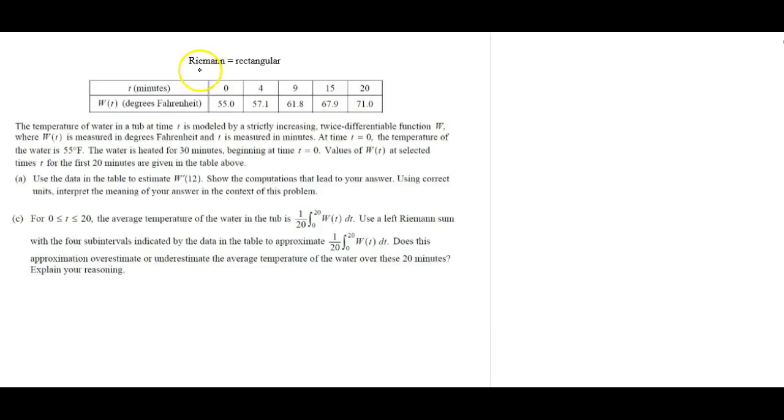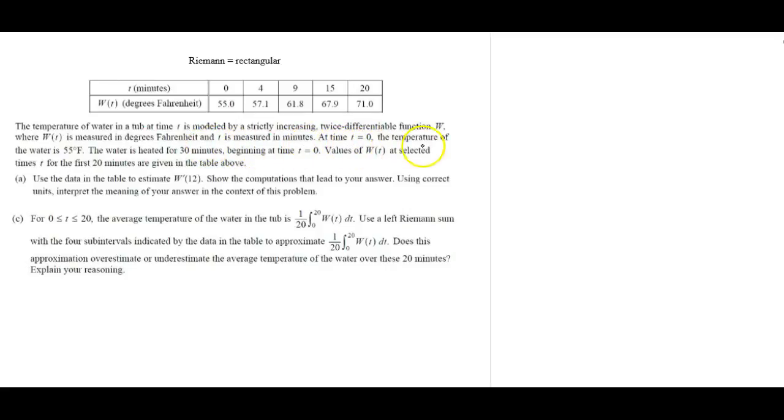Alright, next problem. And in this problem, we're going to interpret the word Riemann to mean rectangular. So I have this table of data. I'm told the temperature of water in the tub at time t is modeled by a strictly increasing twice differentiable function w. So remember, we've talked about this. Twice differentiable just means that you can take w's derivative twice. We're not given a second derivative. Where w is measured in degrees Fahrenheit and t is measured in minutes.